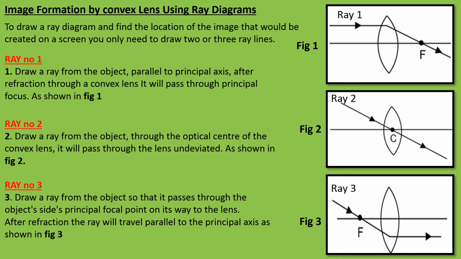Ray number 2. Draw a ray from the object through the optical center of the convex lens. This ray will pass through the lens undeviated as shown in figure number 2. Ray number 3. Draw a ray from the object so that it passes through the object side principal focus on its way to the lens. After refraction, the ray will travel parallel to the principal axis as shown in figure number 3.